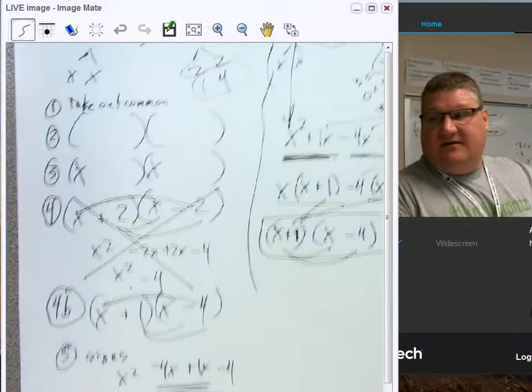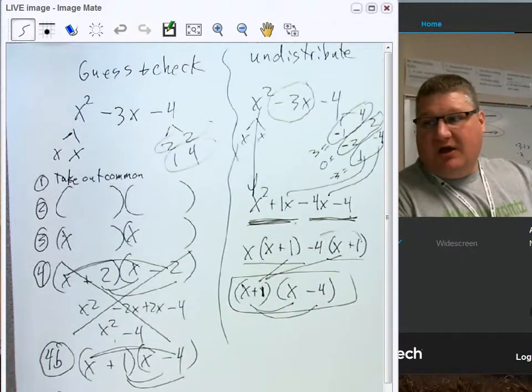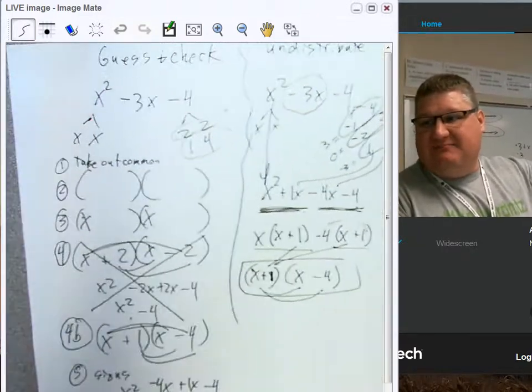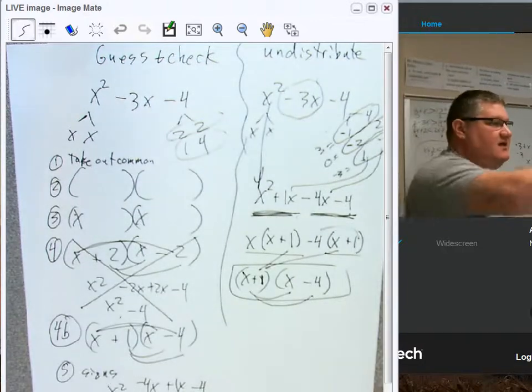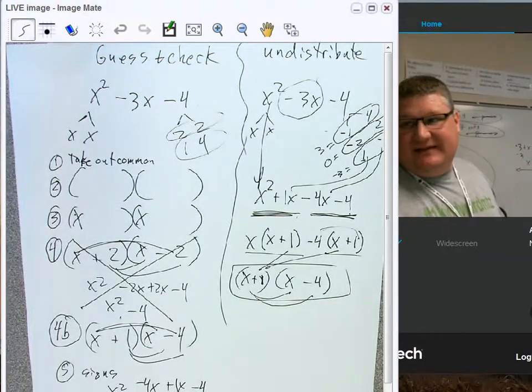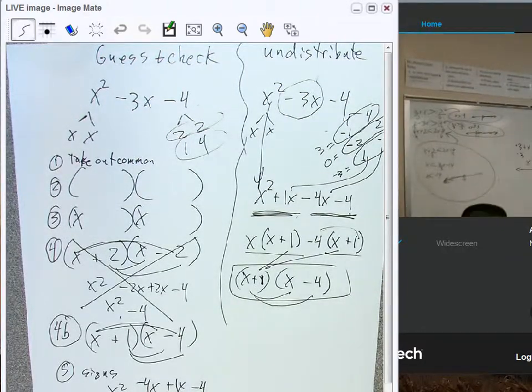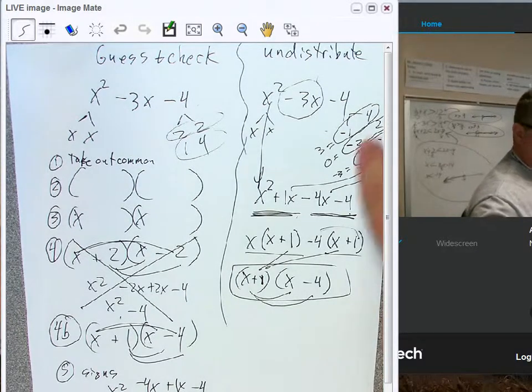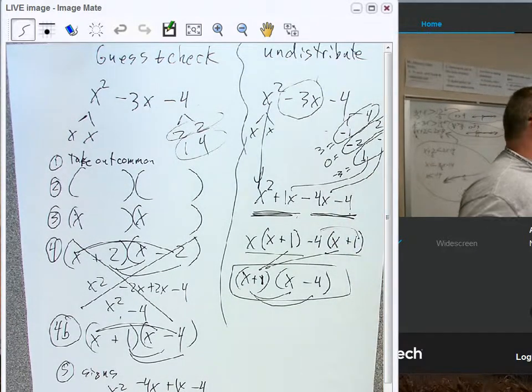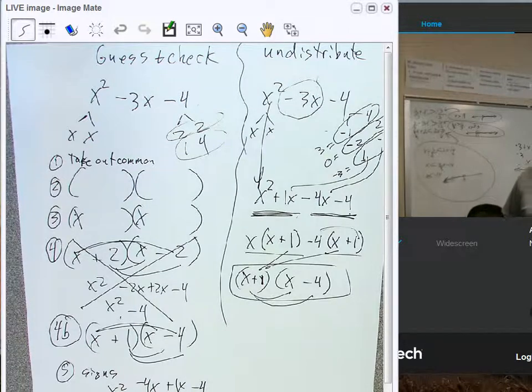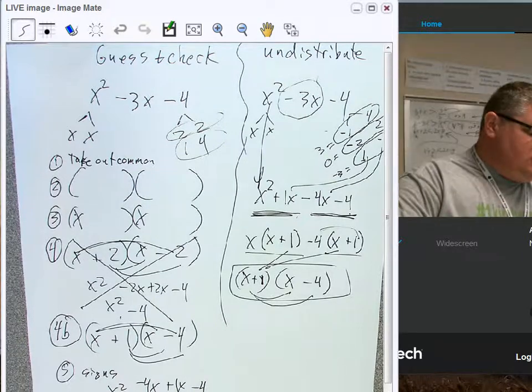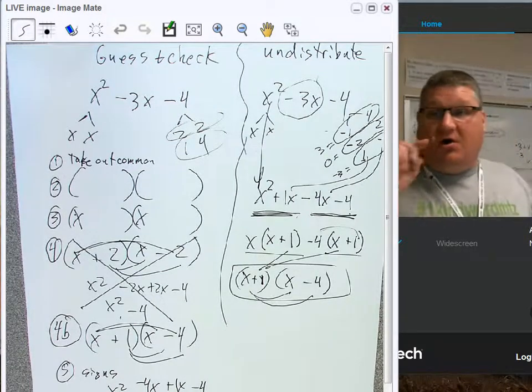Which method is better? Here's the thing. They're kind of the same, aren't they? Because you're still trying to figure out. This one has a little bit more reason to it, but whichever one works for you is fine. But usually we think about undistribute. So with that, we'll go on to our homework from there.